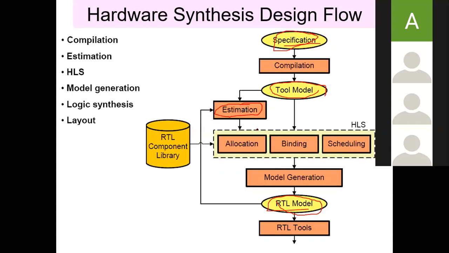We have different parameters that are estimated using this tool model. Using these estimates of different design metrics, we can go for the HLS. In the HLS, we have three steps: allocation, binding, and scheduling. These are the three steps in HLS. HLS consists of three sections: allocation, binding, and scheduling.